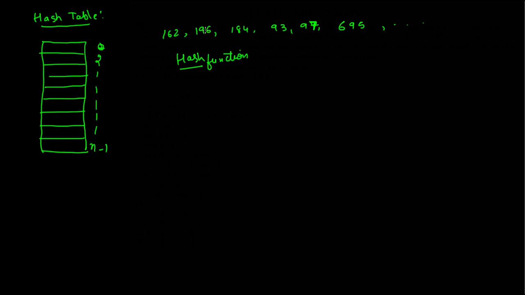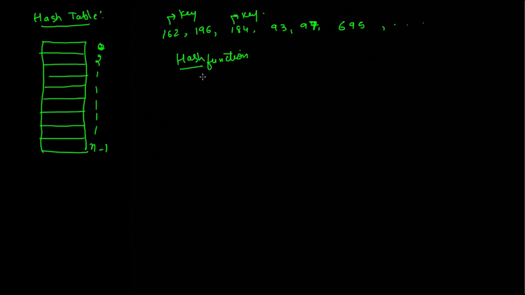So what is a hash table? A hash table is an array which is going to have some index locations. Here the index locations are 0 to n, and we are going to have this data which we want to insert into this table. And this data is called the key. So all this data is called a key.